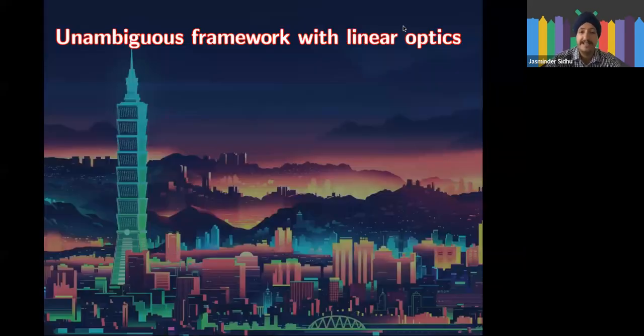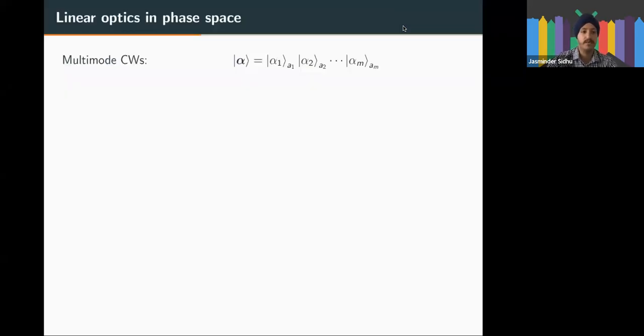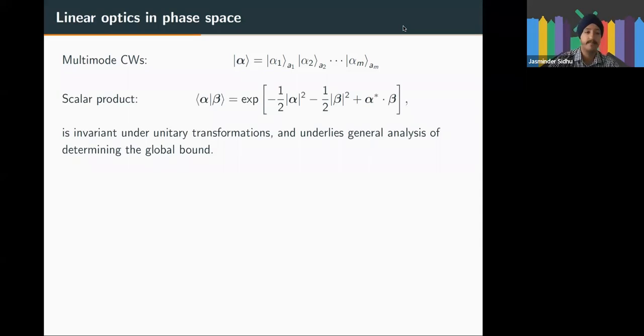Now, we'll be considering a limited set of resources, which are linear optics, to enhance the practicality of our receivers. So we'll be concerned with multimode code words, so that's coherent states distributed across multiple modes. And the scalar product between multimode code words often follows this standard definition in quantum optics. And this scalar product is invariant under unitary transformations and underlies the general analysis of determining the global bound.